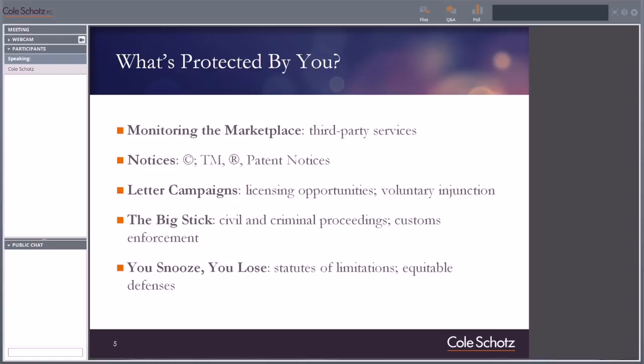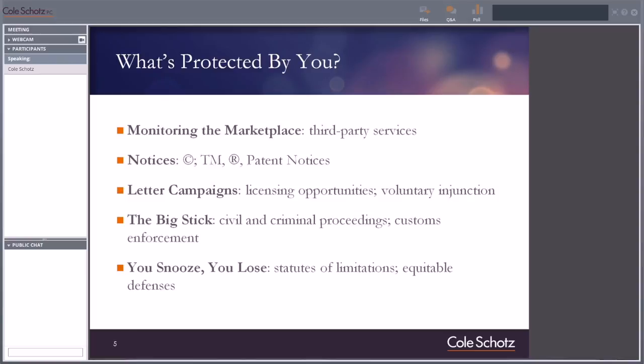This is important not only for the obvious reasons, but for two less obvious reasons. First, with regard to trademarks, trademarks have to be monitored and they have to be policed. And if you don't, you may lose some of those valuable benefits that Ariana was just speaking about.